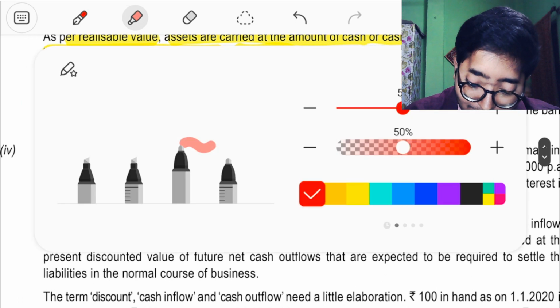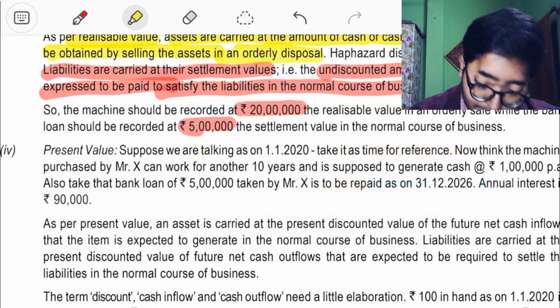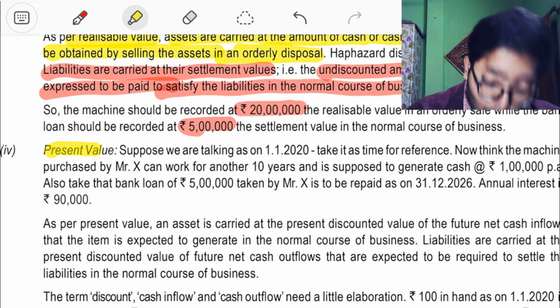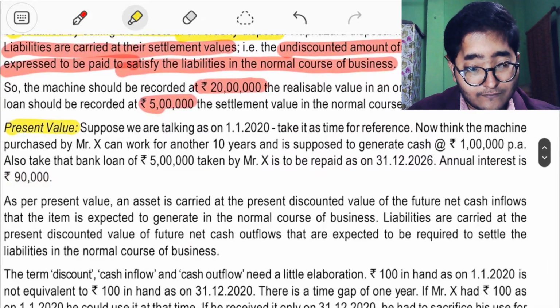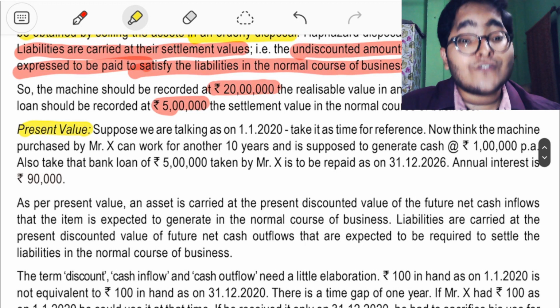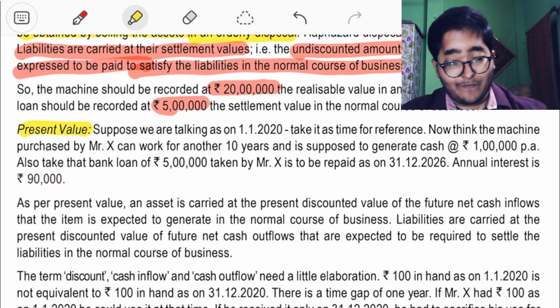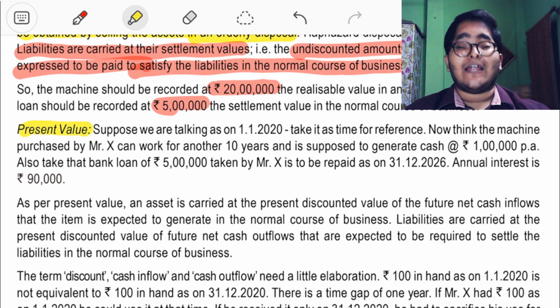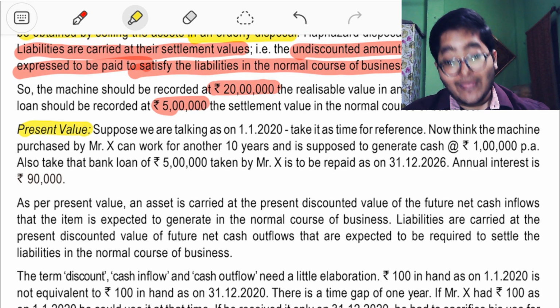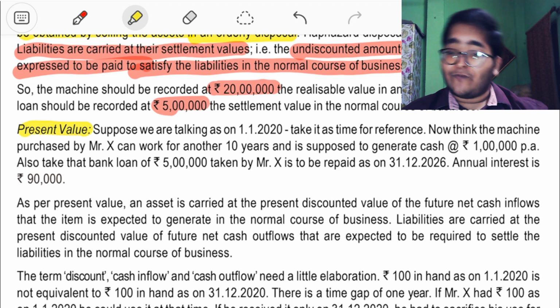Our next topic is present value. What is present value? So let us consider an example. Suppose we are talking as on 1st January 2020. Take it as a time for reference.